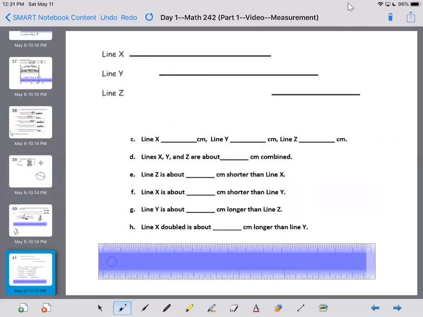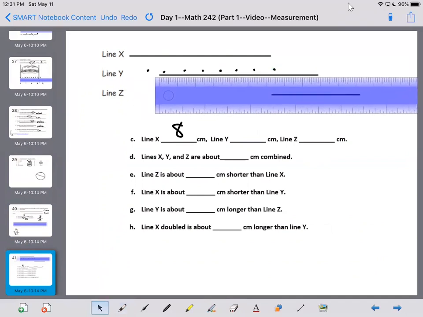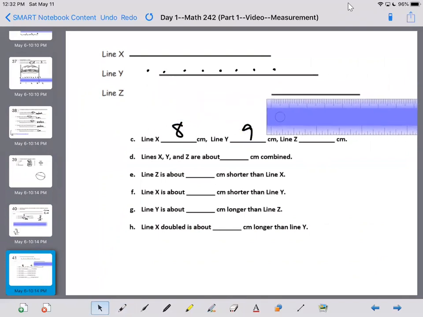So here we've got line X, line Y, line Z. And so we're going to look at these comparisons. So I want it in centimeters. So we're looking at 1, 2, 3, 4, 5, 6, 7, about 8 centimeters. Line X is about 8 centimeters. And then line Y would be 1, 2, 3, 4, 5, 6, 7, 8, about 9 centimeters. And then line Z is about 5.